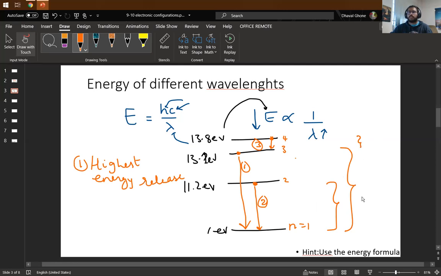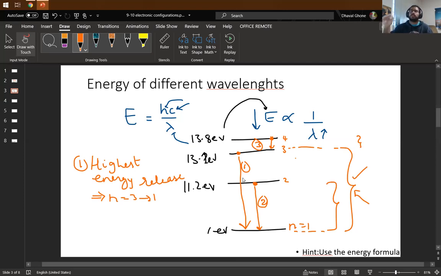Out of these three, we can say the difference in energy in going from state 3 to state 1 is the longest. So case scenario 1 has the highest energy release, that is the n equals 3 to 1 transition. If there was a transition from n equals 6 to 1, that would be even longer, so that would be the highest one. That's how you find energy released.